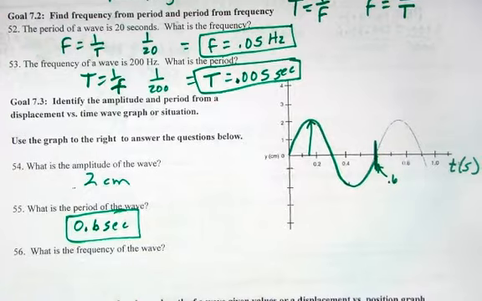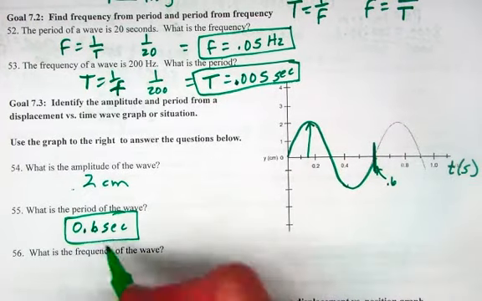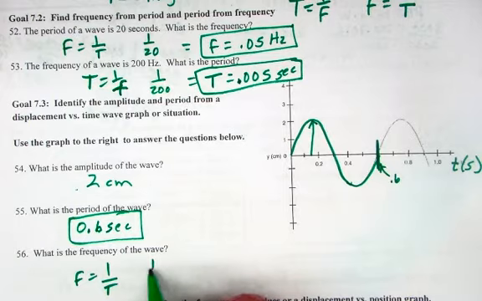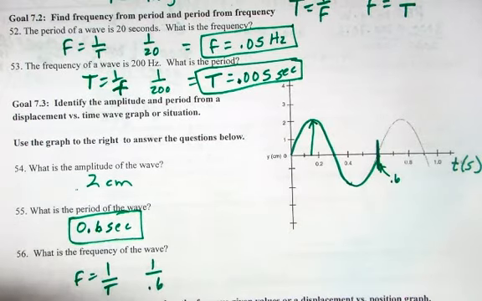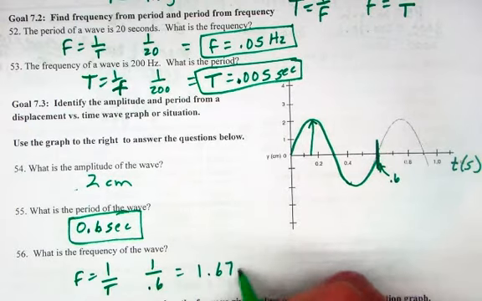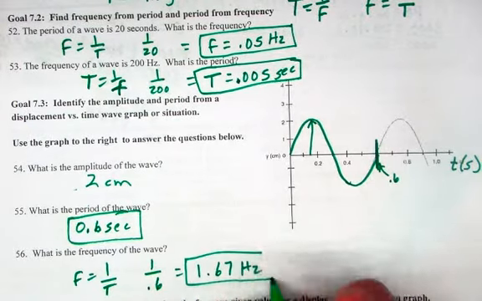What's the frequency of the wave? Well, we have to know the formula for that. Frequency is 1 over period, so if I know the period, 1 over 0.6. 1 divided by 0.6 is 1.67 repeating, so that would be the answer, in hertz.